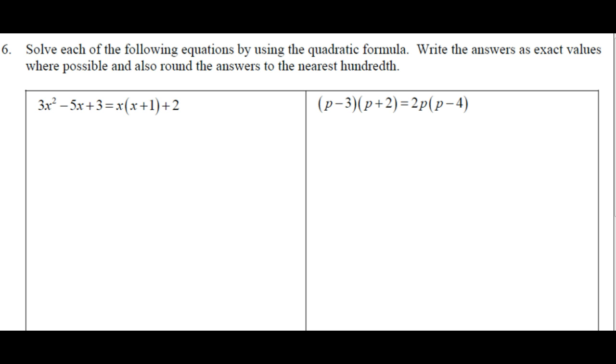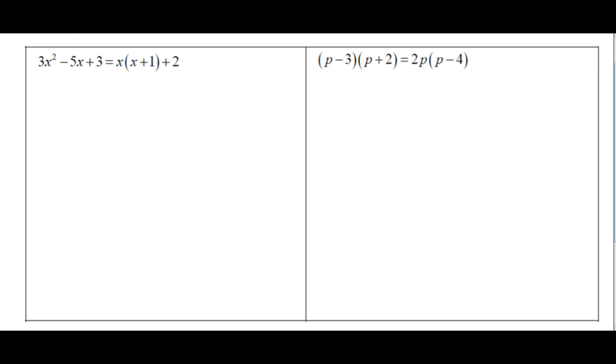Okay, anyways, solve each of the following equations by the quadratic formula. Write the answers as exact values where possible, and also round to the nearest hundredth. We want exact values, and we also want to the nearest hundredth. So in an application question, you're often going to want nearest hundredth, but in an algebra situation, you'll often want exact values, right? So we're going to do both. So the first step is we need to get it into the form ax squared plus bx plus c, which means we need to expand the right side. We get x squared plus x plus 2.